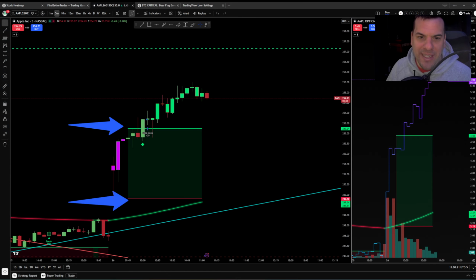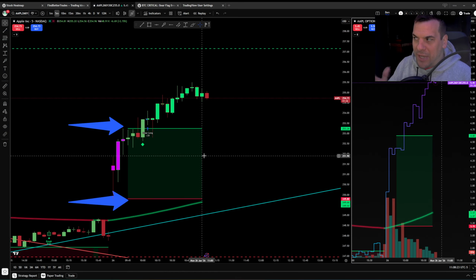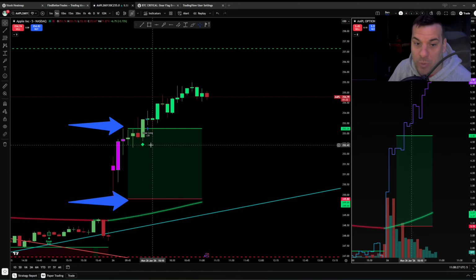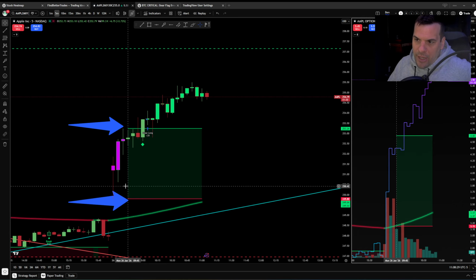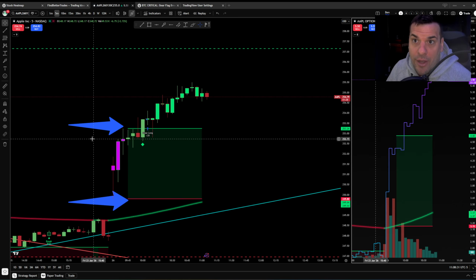So how does that sound? Does that strategy sound pretty cool? We actually just had one triggered this morning on Apple, and I want to show you how this works. This is a strategy indicator on TradingView.